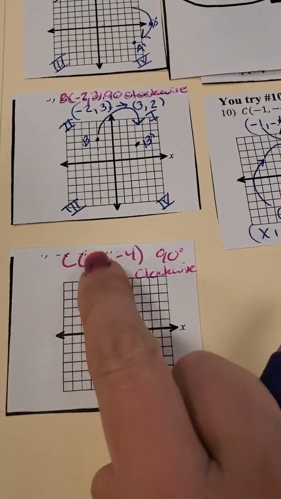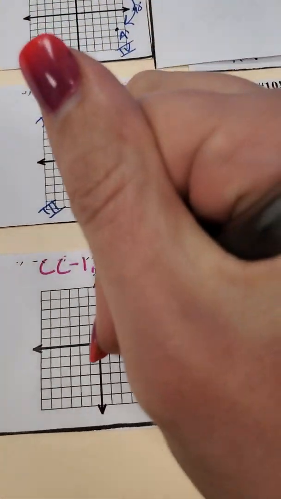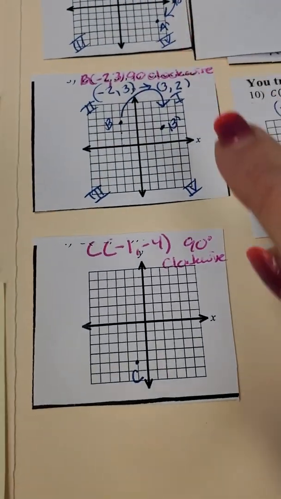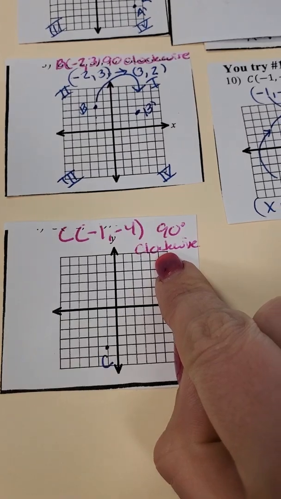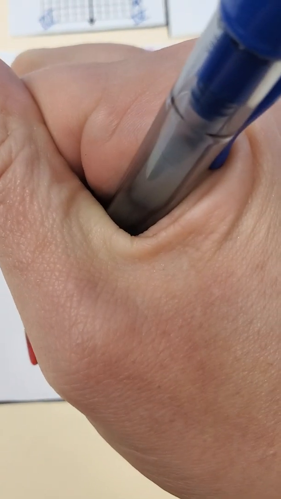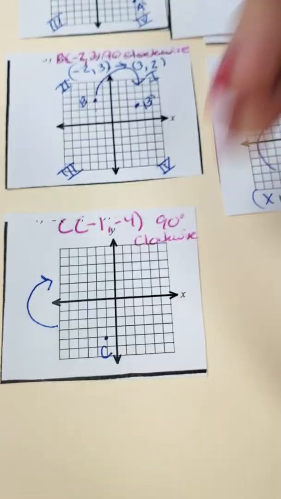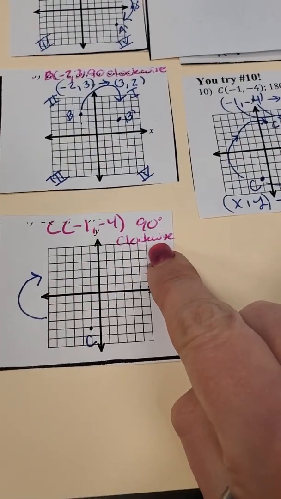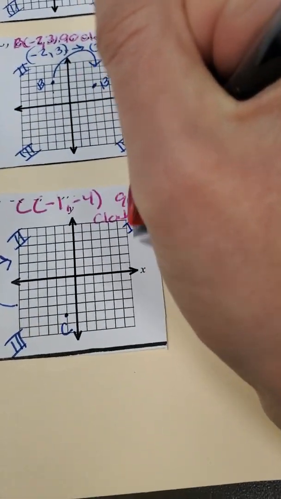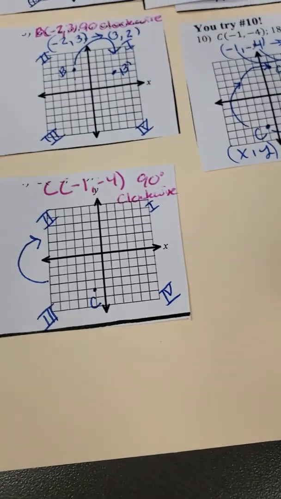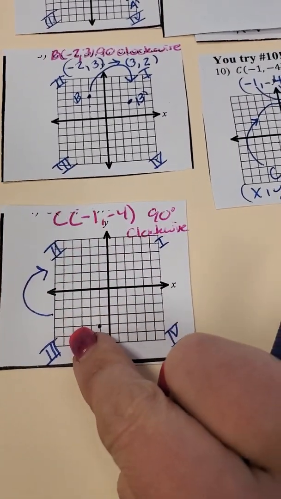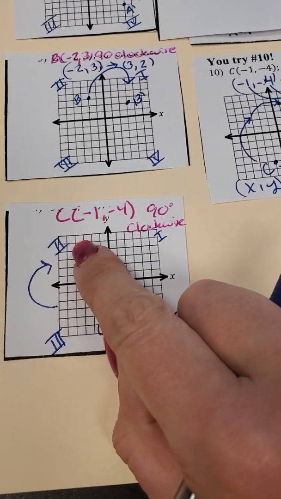Let's do one more. So this one is -1, -4. So I'm going to go left 1, down 1, 2, 3, 4. And that's going to be point C. It is a 90 degree clockwise rotation, which means I'm only rotating to the right. So going to the right one time because it's 90 degrees. This is quadrant 3, quadrant 2, quadrant 1, and quadrant 4. Okay, so if I apply the rule, I should go from quadrant 3 to quadrant 2.